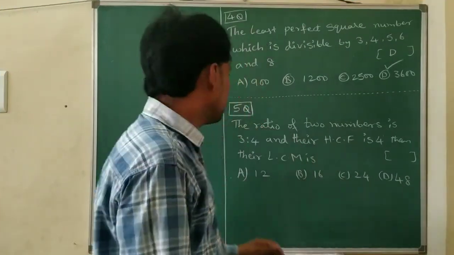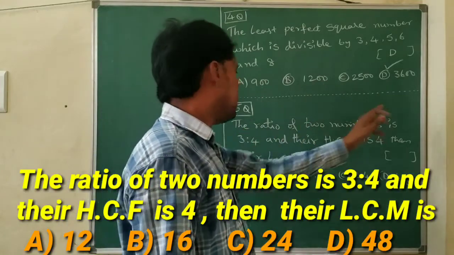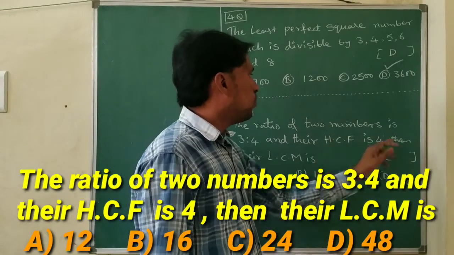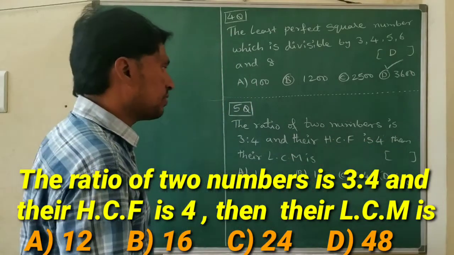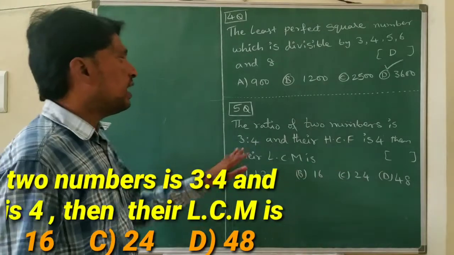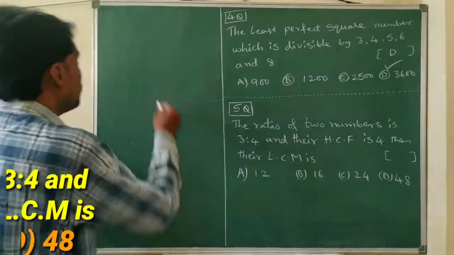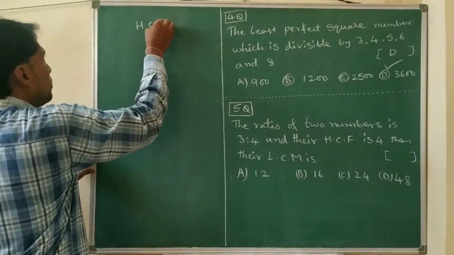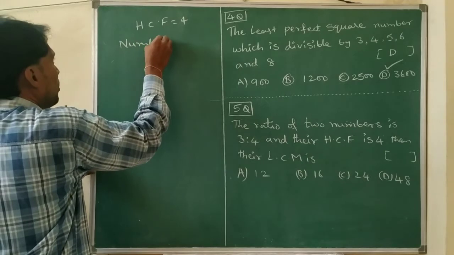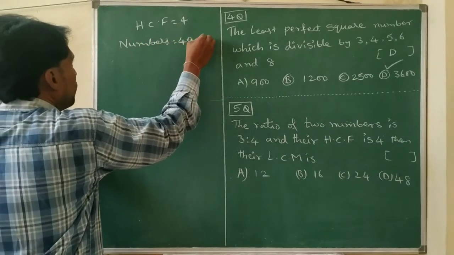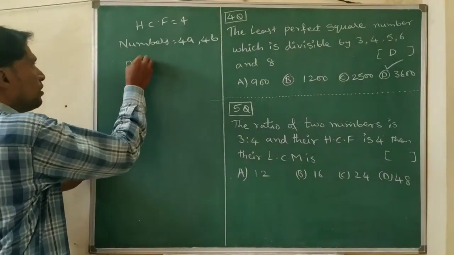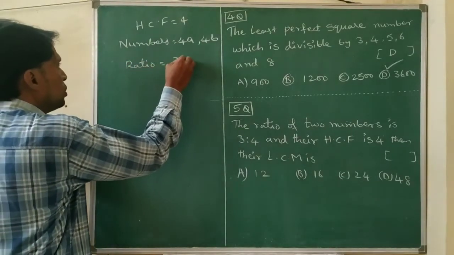Next, question number 5. The ratio of two numbers is 3:4 and their HCF is 4. Then their LCM is, we need to find. The HCF is given and the ratio of two numbers is given. So HCF equals 4 is given. Let the numbers be 4A and 4B. The ratio is also given: the ratio of two numbers is 3:4.